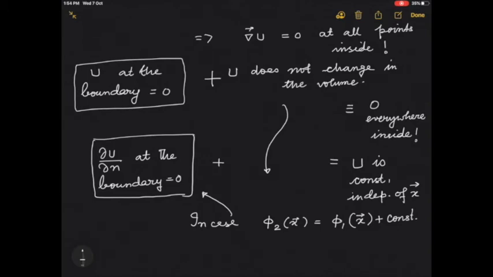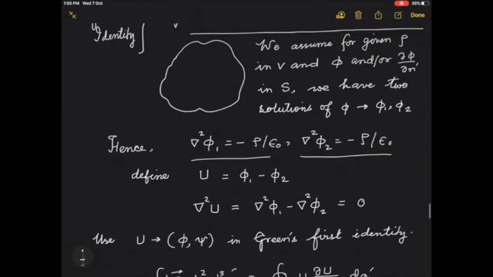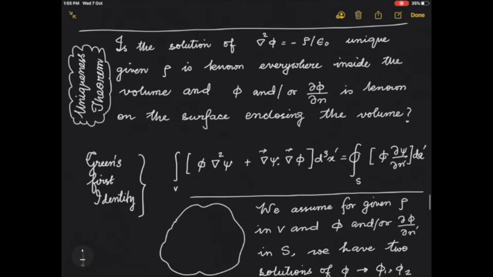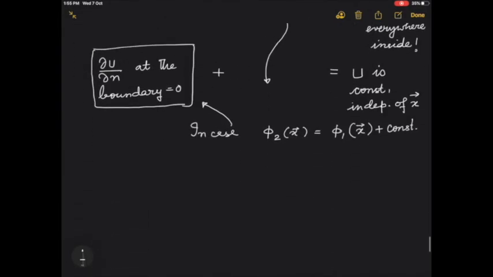Well, that's not a big calamity. It's true that in that case phi 1 is not absolutely unique, but all you always want is the gradient of the phi, because that gives me the electric field. So the electric field is unique, even though phi is not in this case. So that is the uniqueness of the solution. It goes by the name Uniqueness Theorem.